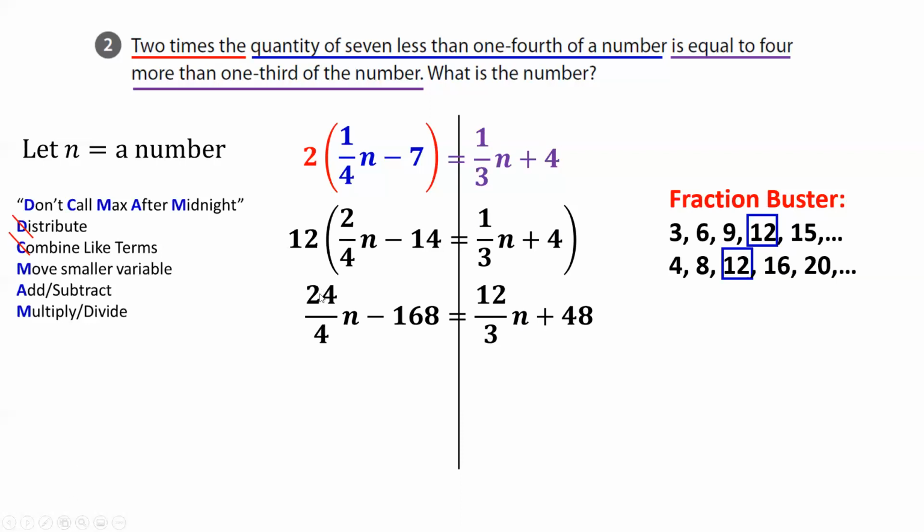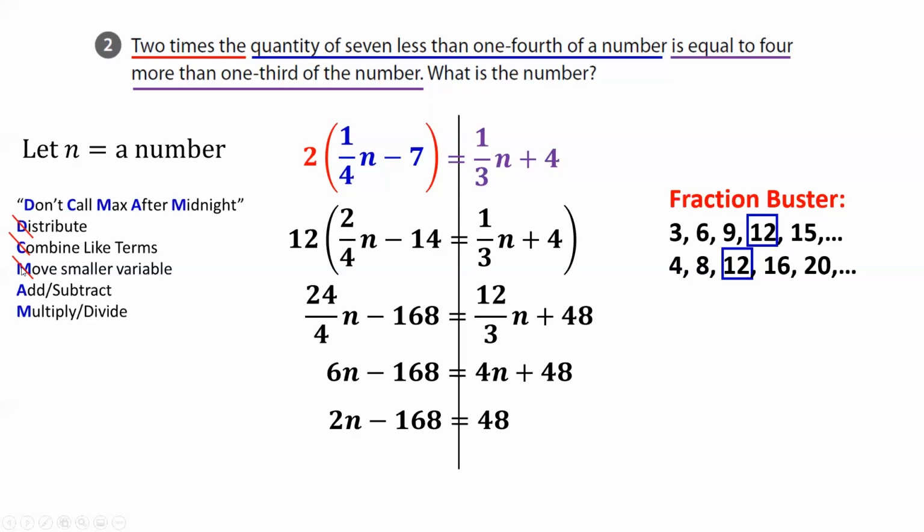And then these fractions we can actually simplify. 24 divided by 4, that's simply 6. 12 divided by 3, that's simply 4. So now this problem looks a lot nicer, and it's going to be easier for you guys to do the third step. We can now move the smaller variable. Well, I have a 6n on the left side and a 4n on the right side. Obviously, 4n is smaller, so I'm going to get rid of that by subtracting it on both sides. 6n take away the 4n gives me 2n left over.